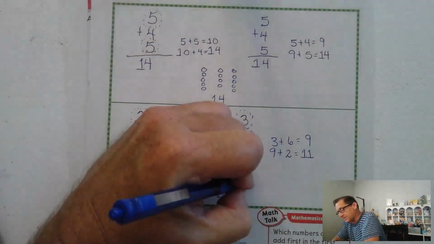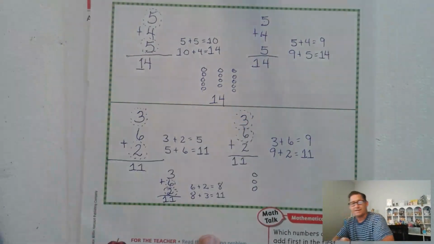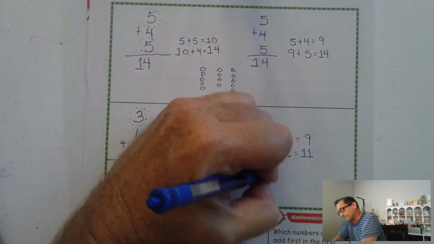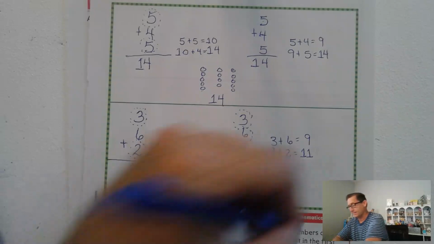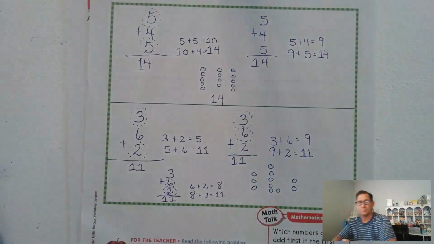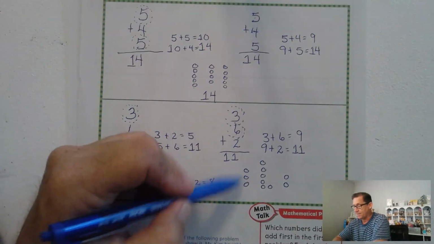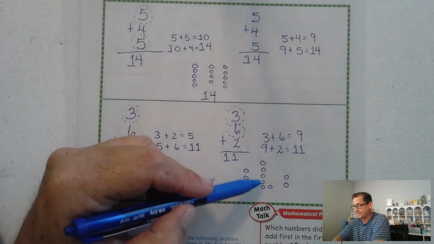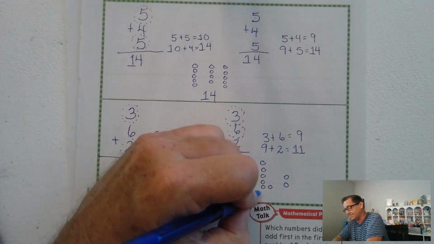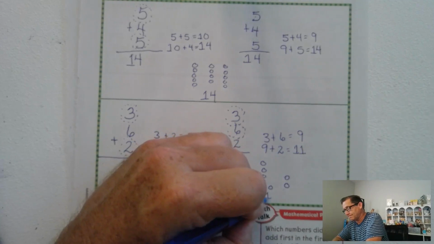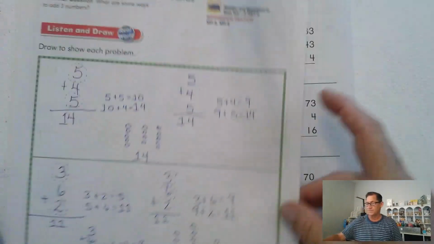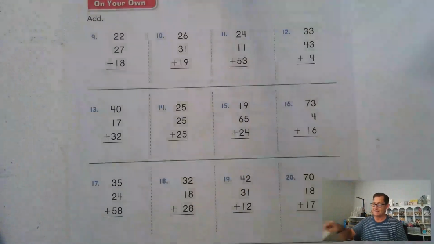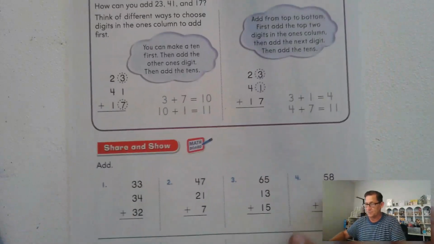And then somebody might have actually just drawn a picture and had 3 ones plus 6 plus 2. And then you just added them. 3, 4, 5, 6, 7, 8, 9, 10, 11. Okay. All right, so those are all some different possibilities for finding the sum for 3 addends. Okay, now let's look at page 214.